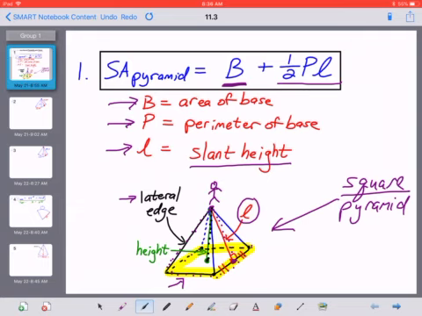And if you were to do that, that is simply what's called the height of your pyramid. But today, we're looking at this concept right here, which is the slant height, which is going to go from the vertex of your pyramid right down here to the midpoint of one of the sides. So there's our formula, guys, for surface area of a pyramid.